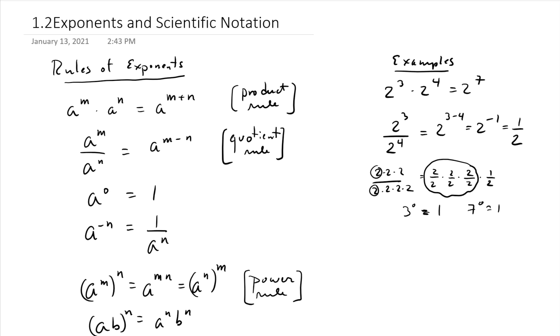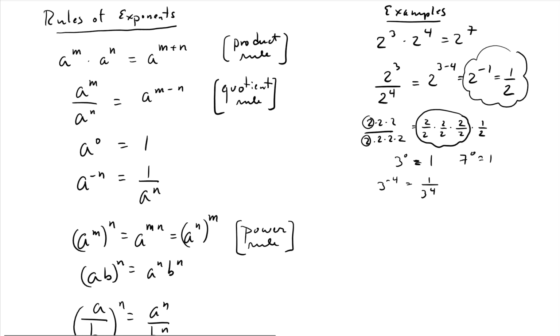A to the minus n is 1 over a to the n. So actually I already applied this right there. But, you know, I could say 3 to the minus 4, that's 1 over 3 to the 4. Okay. Then there's a power rule.